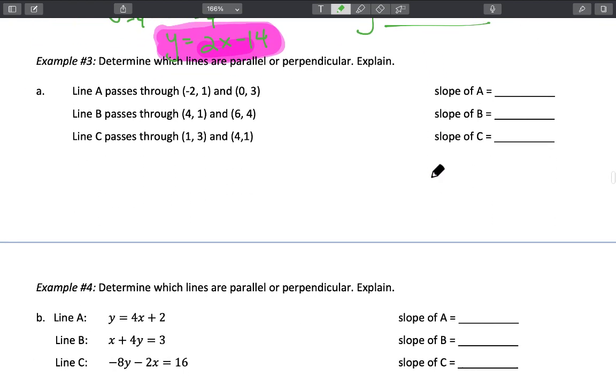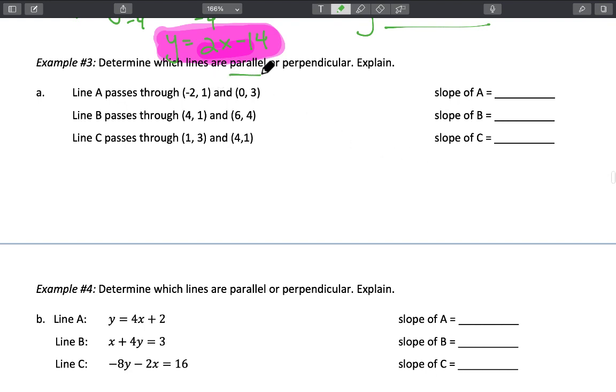All right, moving on to example 3, we want to determine which lines are parallel or perpendicular. Keep in mind, parallel lines will have the same slope, and perpendicular lines will have opposite reciprocal slopes. Let's calculate our slope through the points (negative 2, 1) and (0, 3). We've got 3 minus 1 over 0 minus negative 2. That's going to give me 2 over 2, and therefore my slope of line A is 1.